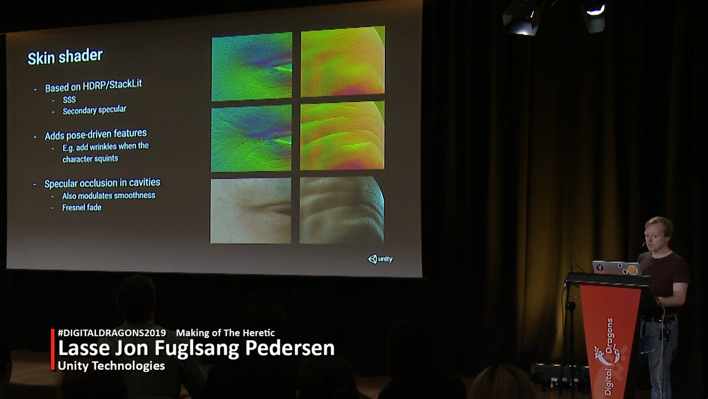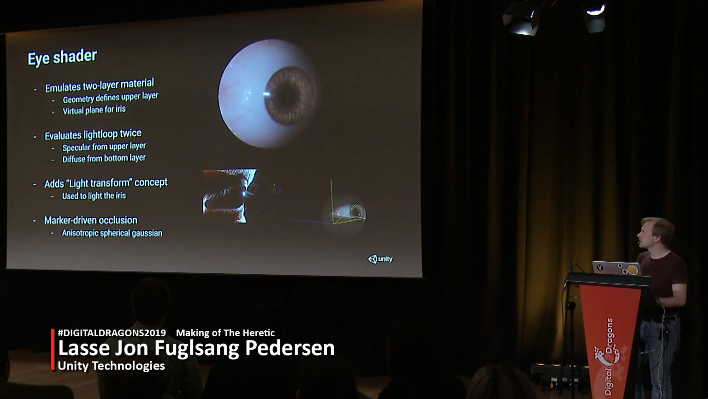The skin shader also adds specular occlusion in cavities, so we modulate the smoothness of the skin with that, and we also add specular occlusion, obviously, and then we also have some fade, so it doesn't show at grazing angles. Next, we have a custom shader for the eyes.